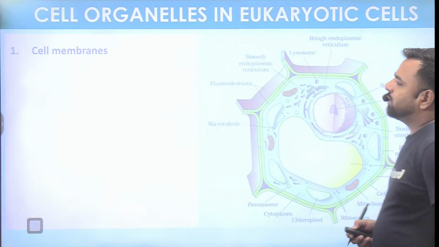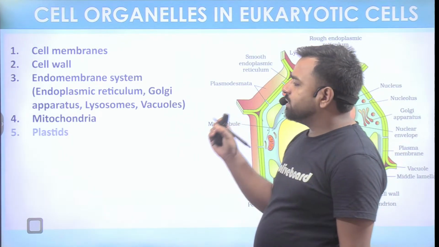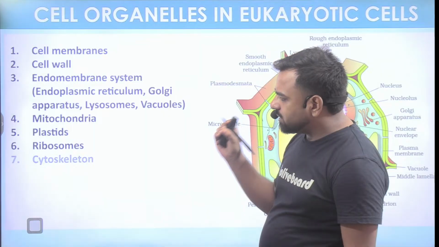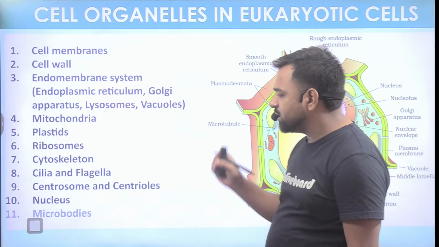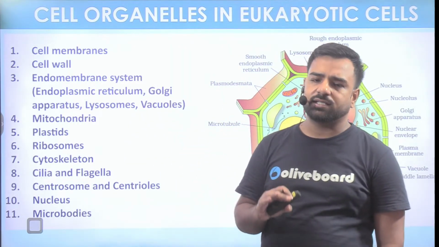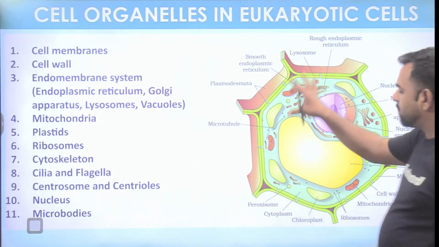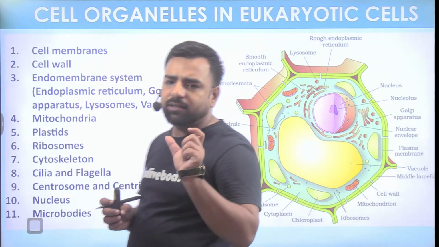The cell organelles in eukaryotic cells are: cell membrane, cell wall, endomembrane system, mitochondria, plastids, ribosomes, cytoskeleton, cilia and flagella, centrosome and centrioles, nucleus, and microbodies. They all are part of eukaryotic cells. So within the eukaryotic cells, all these things are present here. But yes, you will find some differences in the cells.